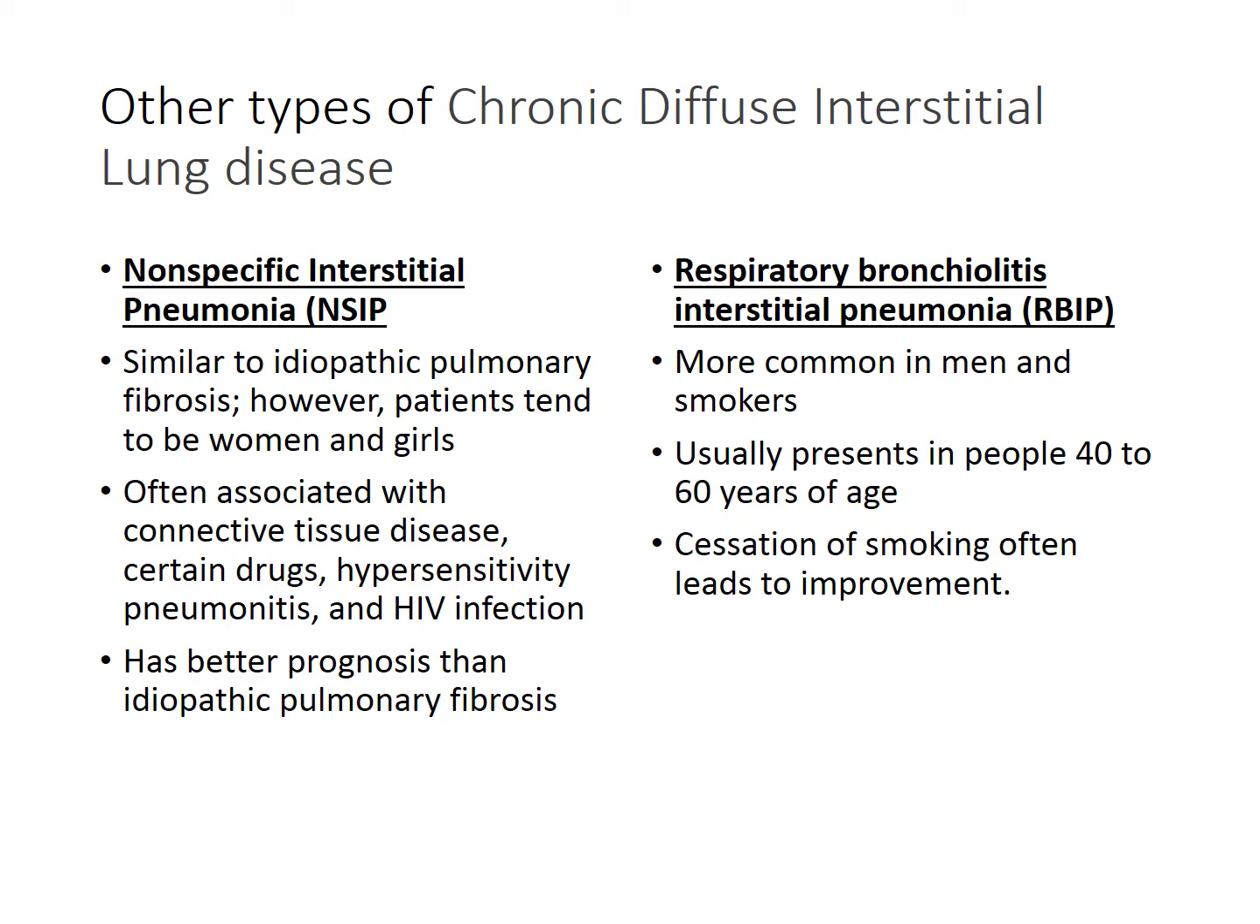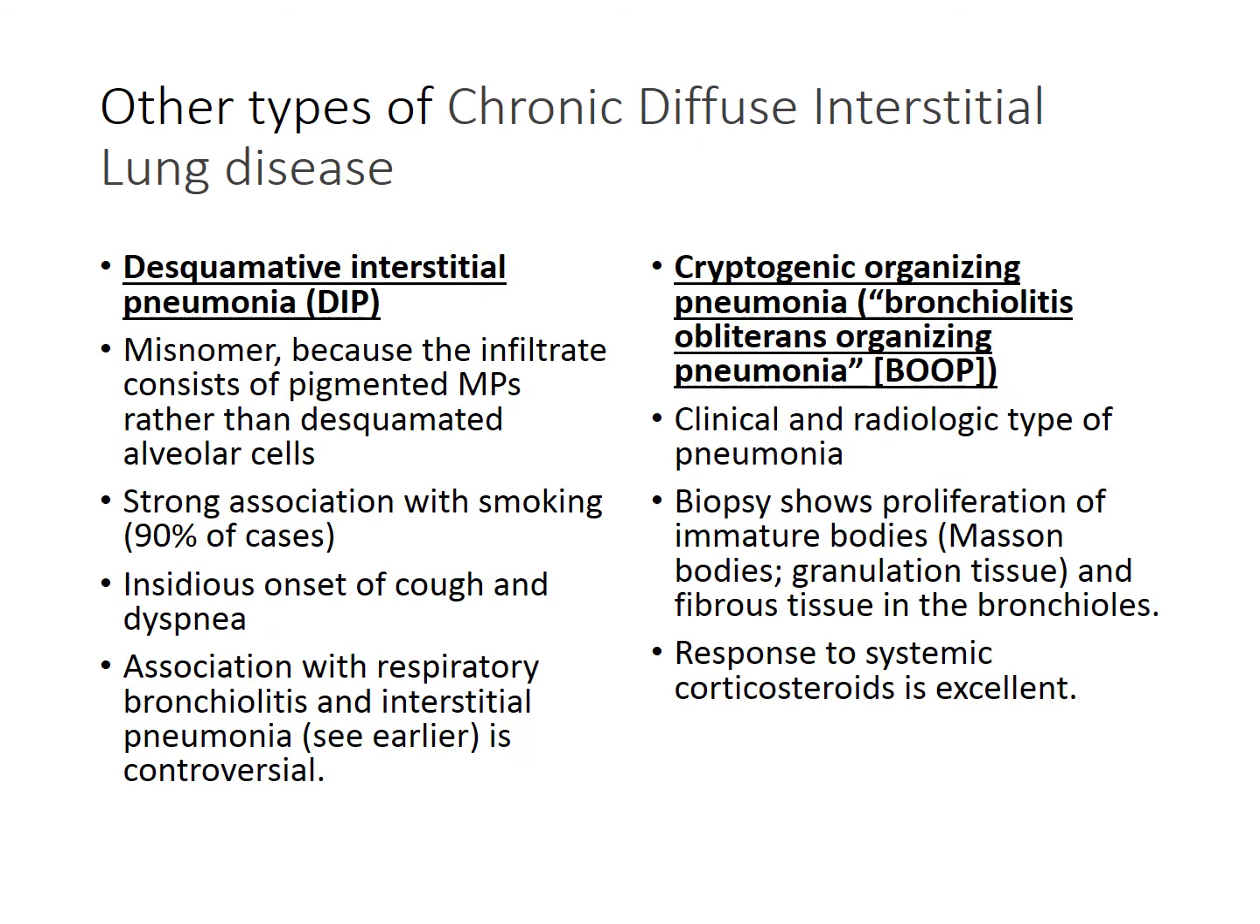Another type is respiratory bronchiolitis interstitial pneumonia. It is more common in men and smokers, usually presents in people 40 to 60 years of age, and cessation of smoking often leads to improvement. Another entity is desquamative interstitial pneumonia. It has a strong association with smoking in 90% of cases and clinically presents with gradual onset of cough and dyspnea. The last entity that we'll look at is cryptogenic organizing pneumonia, or bronchiolitis obliterans organizing pneumonia, BOOP.